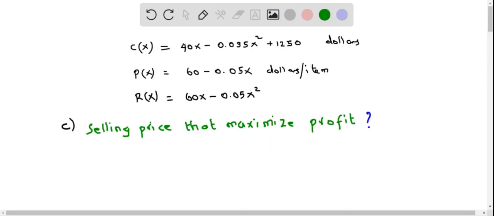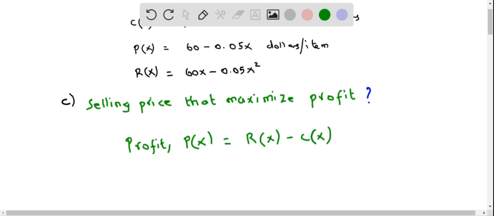Let's answer part C. Here we have to determine the selling price that maximizes the profit. First we have to write the profit function. I'm going to write this profit as P of x, and this is the revenue function minus the cost function. This is the formula for a profit function. Now let's replace the revenue function. We determined this revenue function in part B.